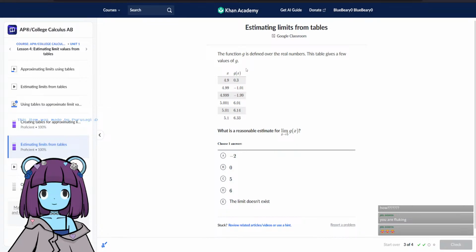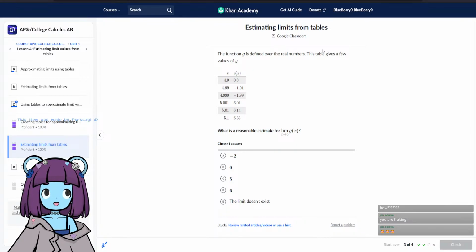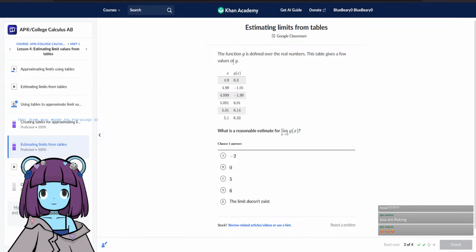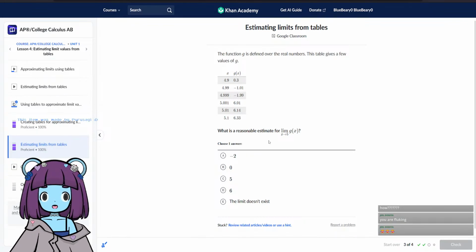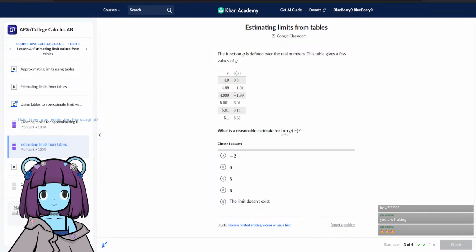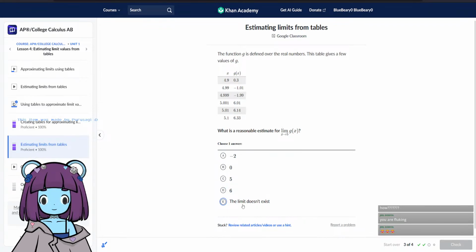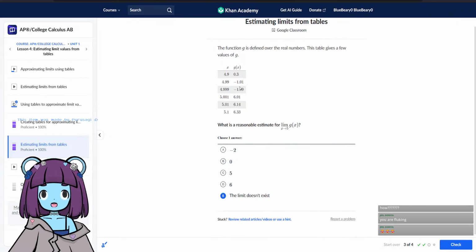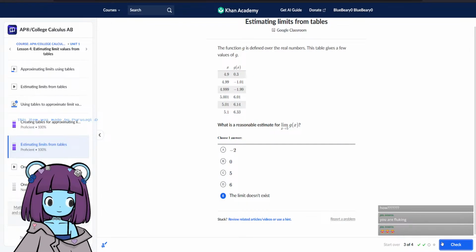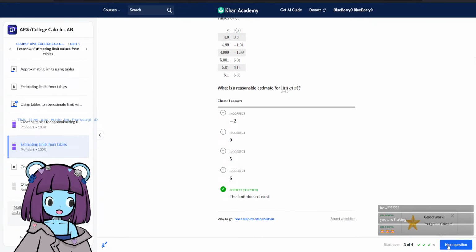The function g is defined over the real numbers. This table gives a few values of g. What is a reasonable estimate for the limit of g of x as x approaches 5? So 5 should be in between these numbers. Oh, it jumps. So it goes negative, or it decreases and then it jumps to 6. Let's say the limit does not exist just because of how much it jumps. Alright, got that one correct.